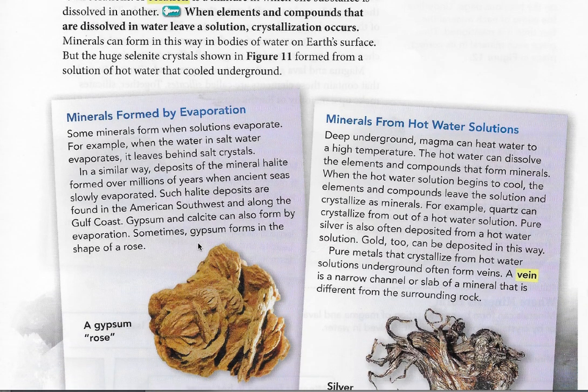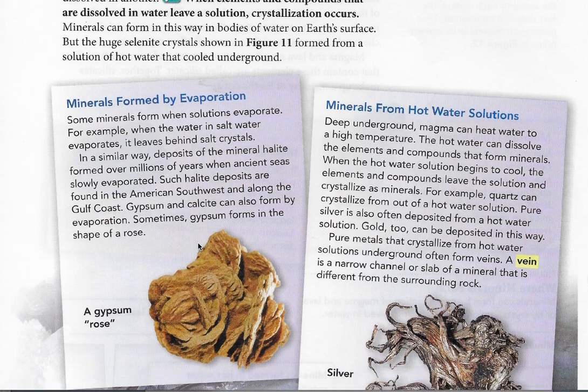So minerals formed by evaporation. Some minerals form when solutions evaporate. For example, when the water in salt water evaporates, it leaves behind salt crystals. In a similar way, deposits of the mineral halite formed over millions of years when ancient seas slowly evaporated. Such halite deposits are found in the American Southwest and along the Gulf Coast. Gypsum and calcite can also form by evaporation. Sometimes gypsum forms in the shape of a rose.